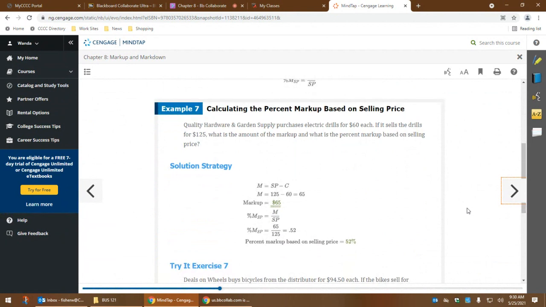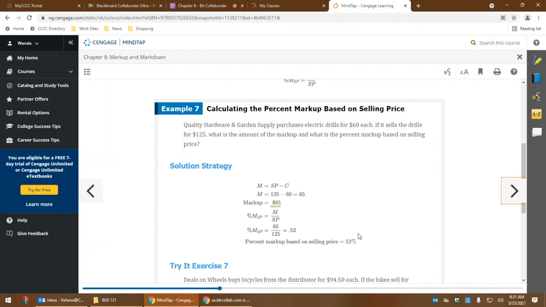So we've got Quality Hardware and Garden Supply purchases electric drills for $60 each. If it sells the drills for $125, what is the amount of markup and what is the percent markup based on selling price? So we go back to that original markup formula, selling price minus cost. Our selling price is $125, cost is $60, so we marked this up $65. And then to find our percent markup based on selling price, it's the markup divided by selling price. Marked it up $65, selling price $125. Part divided by whole gives us the rate, so 52%.